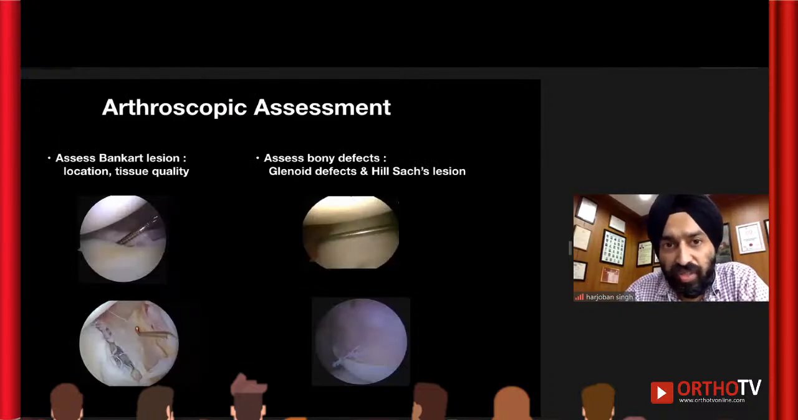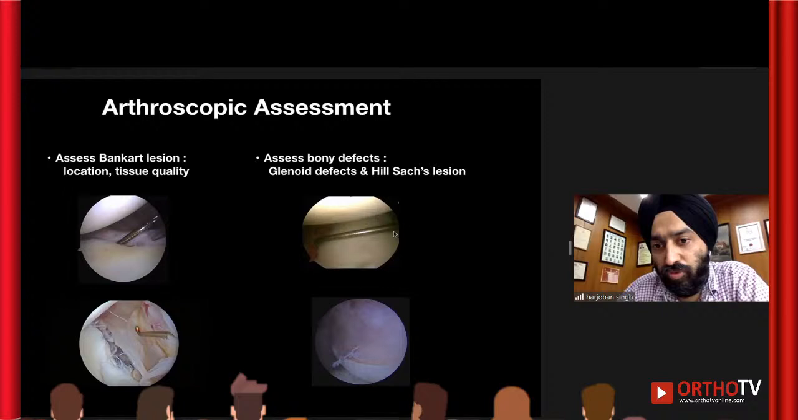After we've done the radiological assessment, sometimes you can find surprises on arthroscopy as well. So you can assess the bone defects on arthroscopic assessment as well. Assess the tissue quality of the Bankart lesion, and also you can measure the bone loss on the glenoid side by looking from the anterosuperior portal and introducing a probe from the posterior portal and measuring the glenoid margin distance from the bare spot. So this will give you a fair idea of glenoid bone loss. And also you can assess the Hill-Sachs and how medial it is.